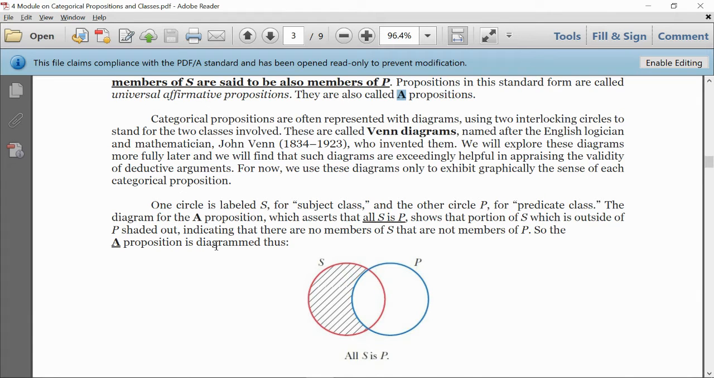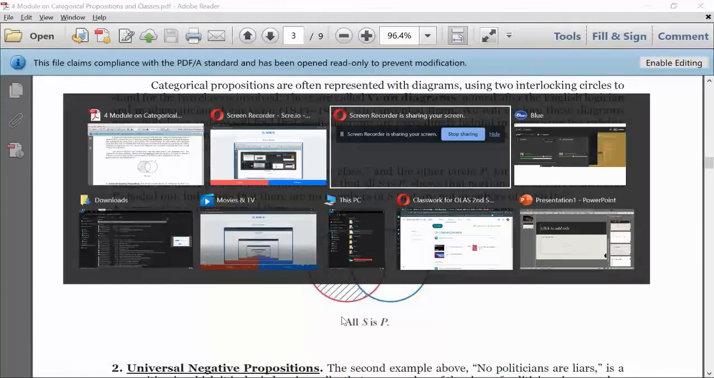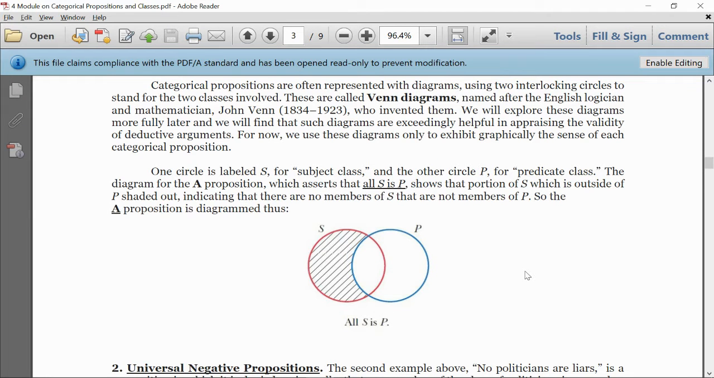So one circle is labeled S in this instance, which is the subject class, and the other circle, letter P, for predicate class. So the diagram for the A proposition, which asserts that all S is P, shows that portion of S which is outside of P shaded out, indicating that there are no members of S that are not members of P.